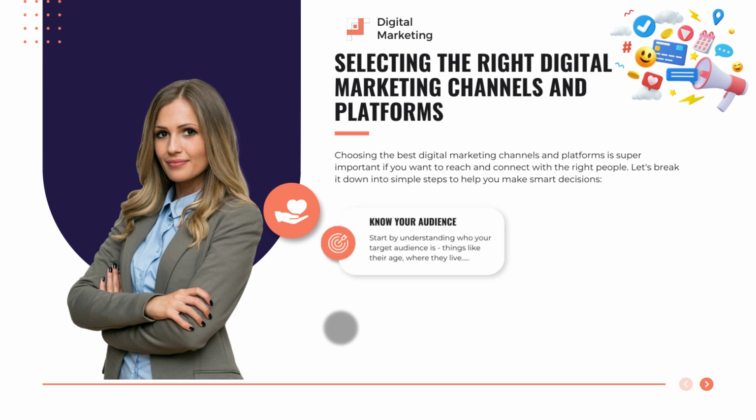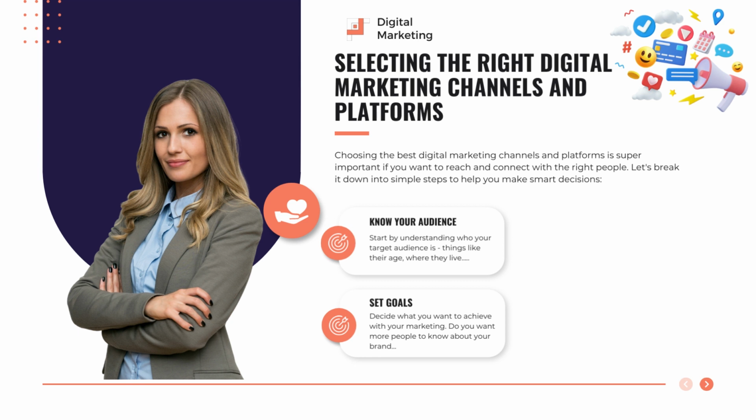1. Know your audience. Start by understanding who your target audience is. Things like their age, where they live, what they like, and how they use the internet. This will help you figure out which online places they hang out the most. 2. Set goals. Decide what you want to achieve with your marketing. Do you want more people to know about your brand, more visitors to your website, more leads, or more sales?